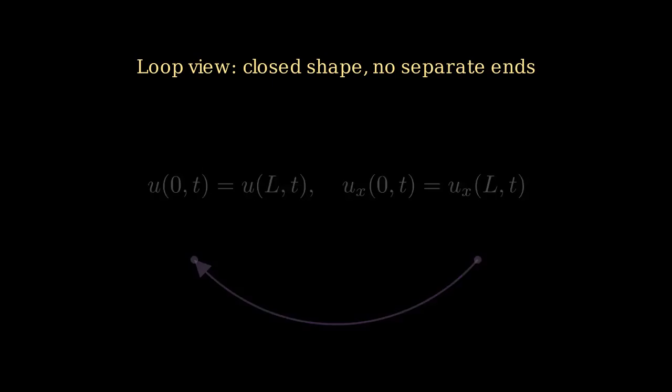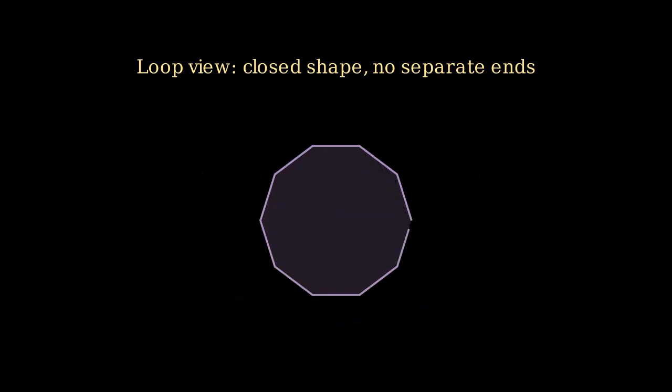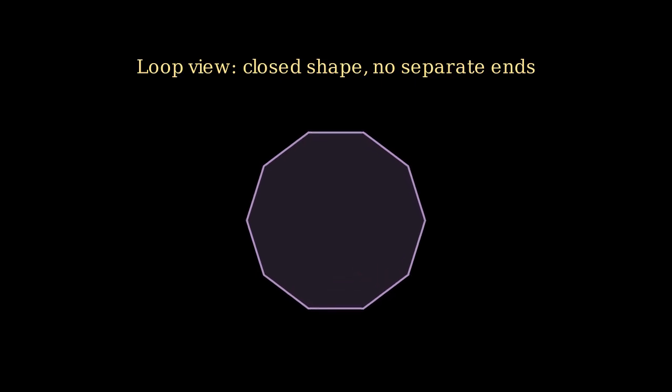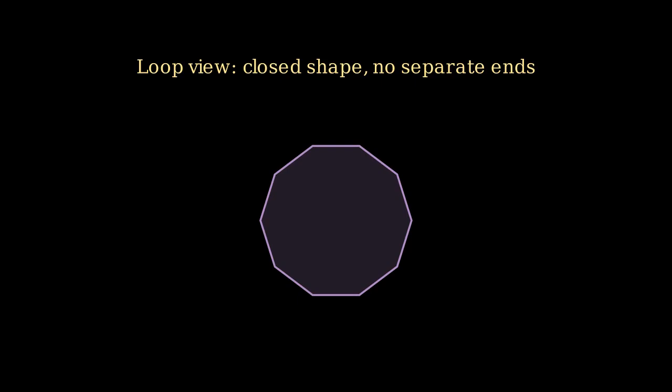For the fuller visual breakdown, imagine bending the string into a loop instead of a straight line. There are no separate ends anymore, just one continuous shape, shown as a closed polygon outline rather than a flat strip, and never as a sector or pie slice.